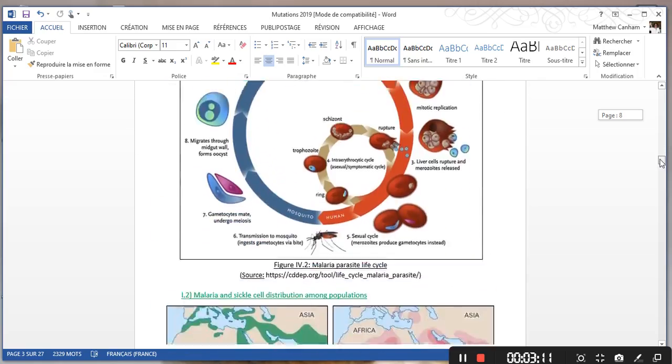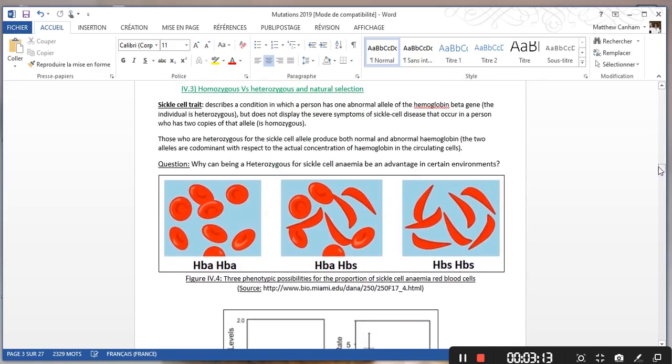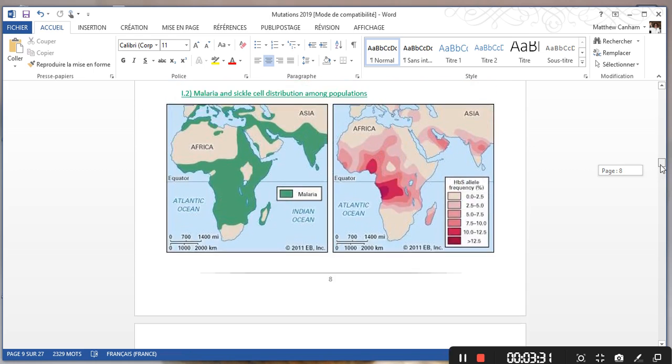Okay, so three possibilities. Either a person has two HBAs and the red blood cells are normal. Heterozygous HBA, HBS, some of them have the mutant beta globin, and HBS, HBS, all the red blood cells have this mutant beta globin.